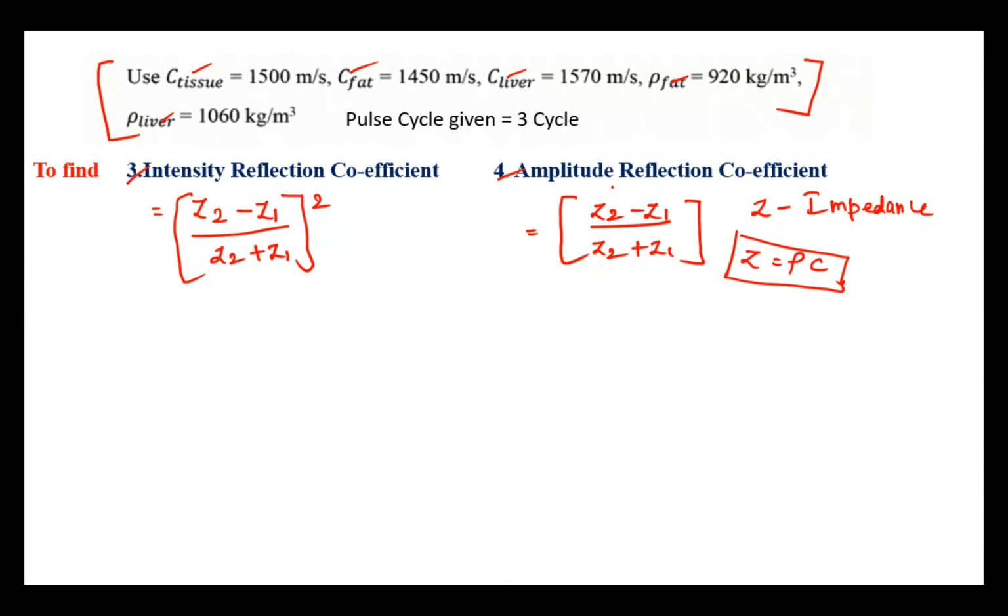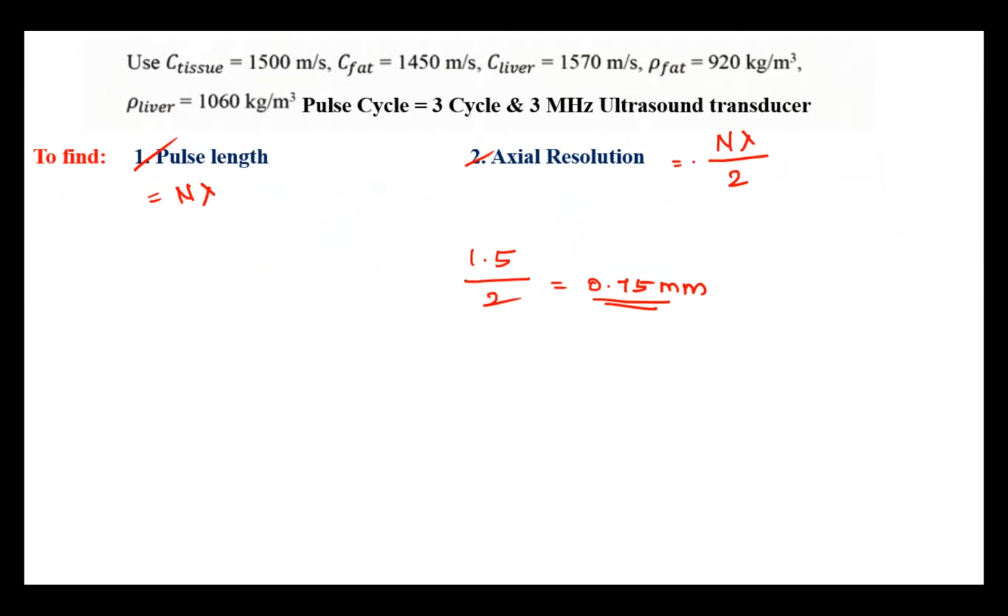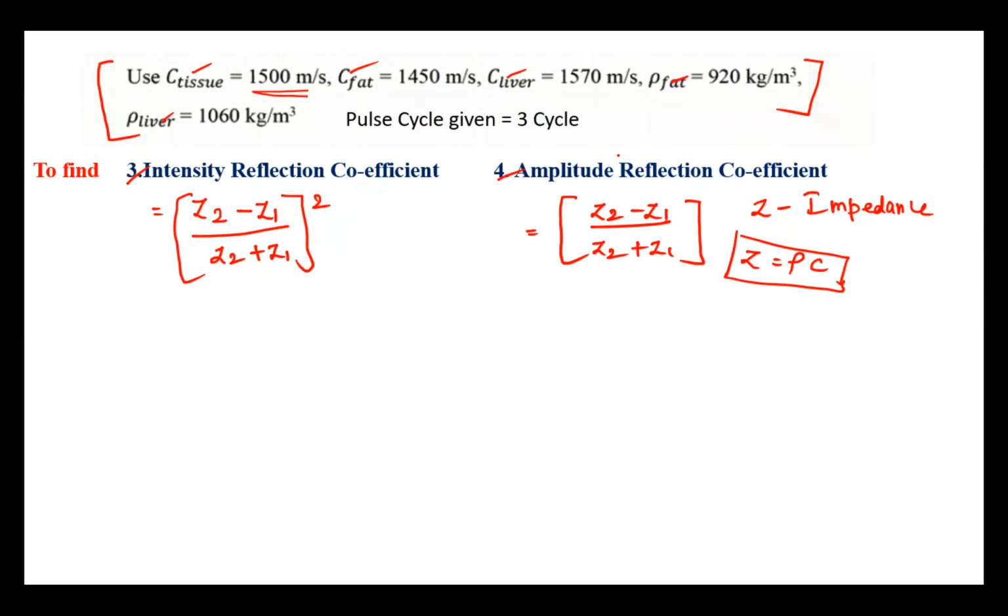Actually, we have two. They just confuse you with tissue. The speed is given in your first case. So this is used to calculate the pulse length, using speed by frequency. Here you need to calculate two values, Z1 and Z2, the impedance of the first organ and the second organ. You need to take Z1 as fat, Z2 as liver. Just solve it and give the answer.